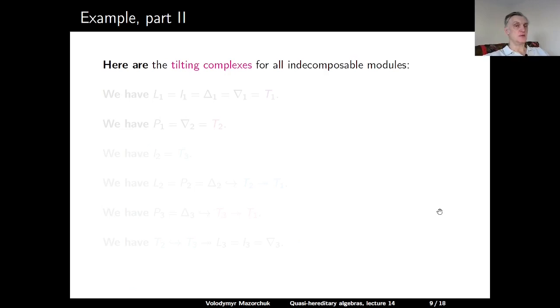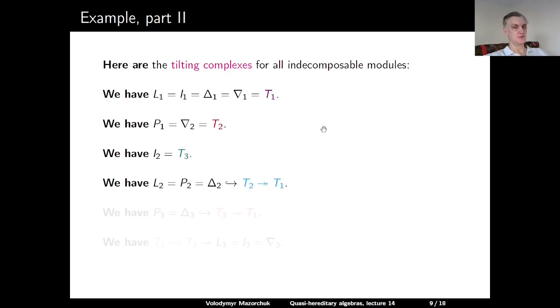Okay, so now let us show that any module is isomorphic in the derived category to a complex of tilting modules. The module L1 is T1, so this module is already tilting, there is nothing to prove. The module P1 is T2. Again, this module is tilting, there is nothing to prove. And the module I2 is T3. That's a tilting module, there is nothing to prove.